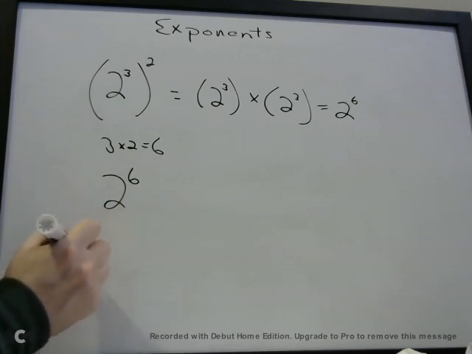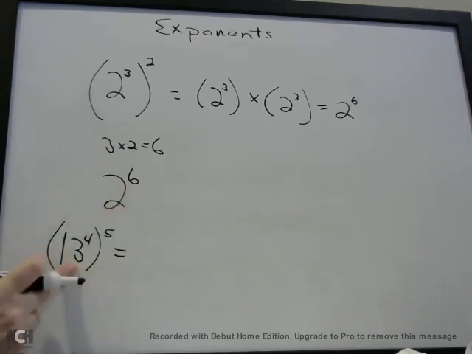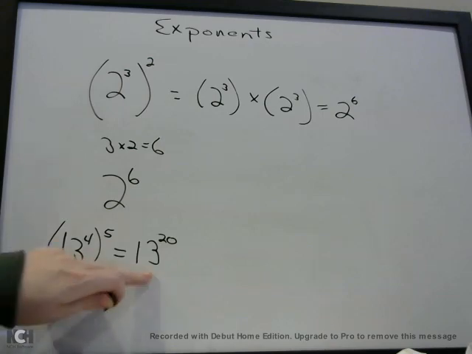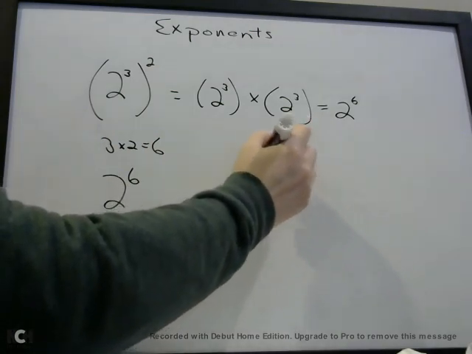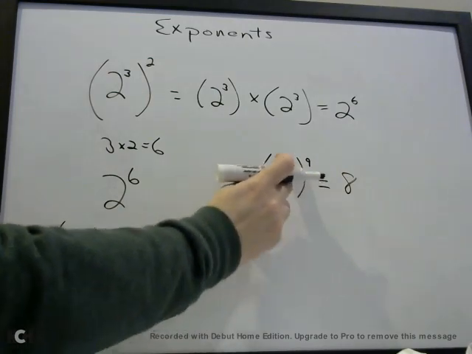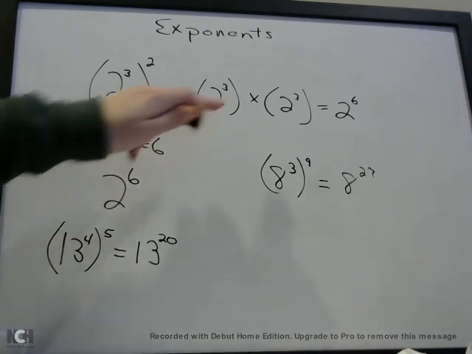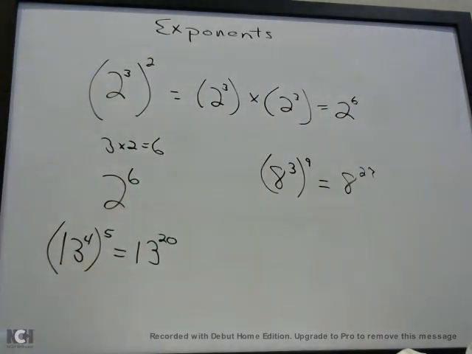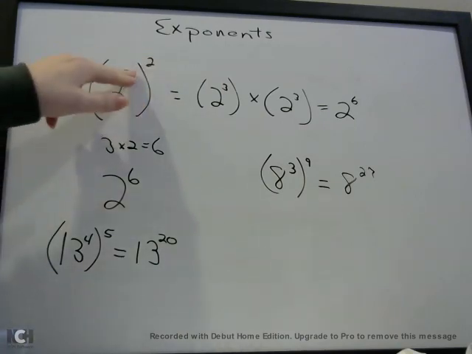So let's say we have 13 to the 4th raised to the 5th power. You just write down the base, multiply 4 times 5. So the answer here is 13 to the 20th power. If we had 8 cubed raised to the 9th power, you just write down the base, 8. 3 times 9 is 27. So the answer is 8 to the 27th. So remember, when you have a straight multiplication in which the bases, again, have to be the same, then you add the powers. If you're dividing, you subtract the powers. If you're doing this where you have an exponent that's raised to a power, you just multiply those two numbers together.